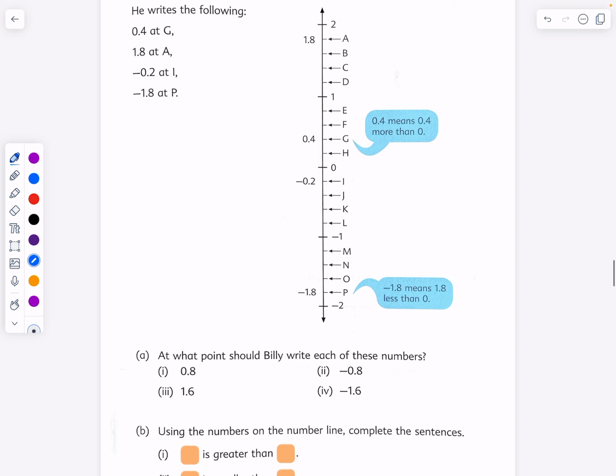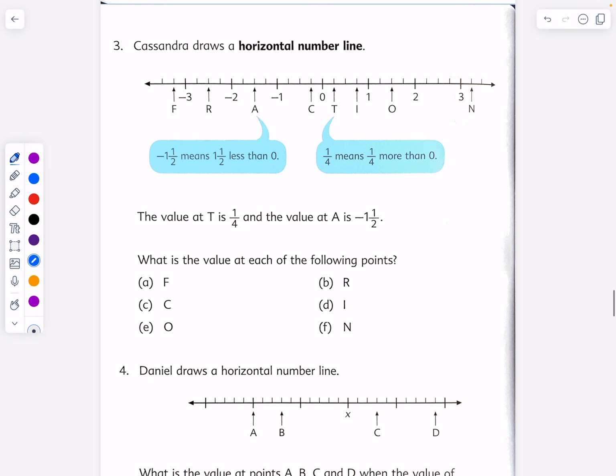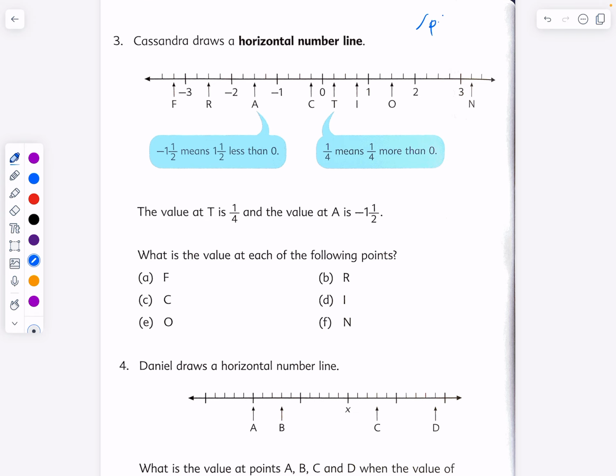Now, I'm going to skip these exercises with a decimal. They're very similar, and I would like to jump to page 42. This is page 42, and consider the horizontal number line, which is what we see quite often, right? But we do see a vertical number line in the graphical plane. Again, we have zero somewhere in the middle. All the numbers to the right of zero are positive, and all the numbers to the left are negative.